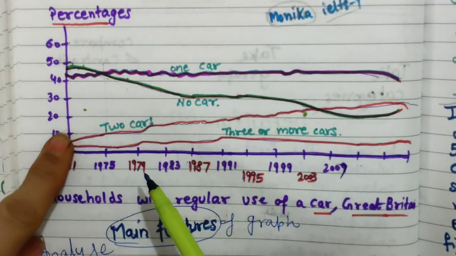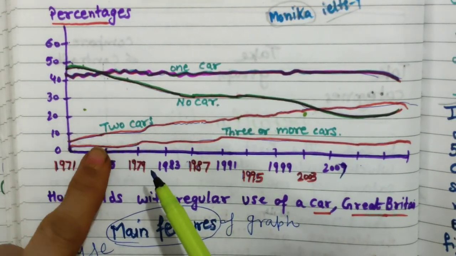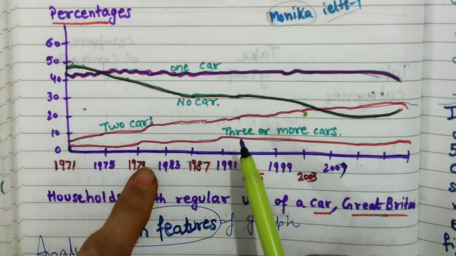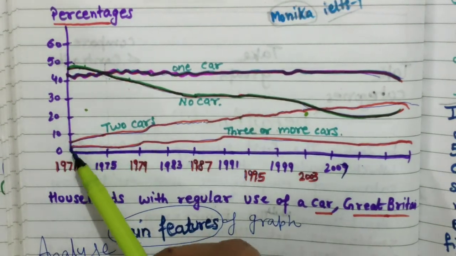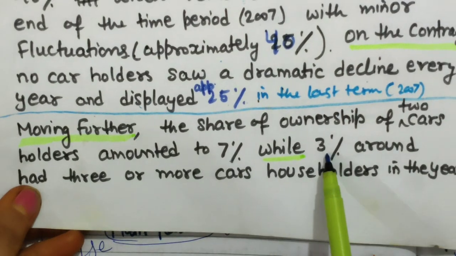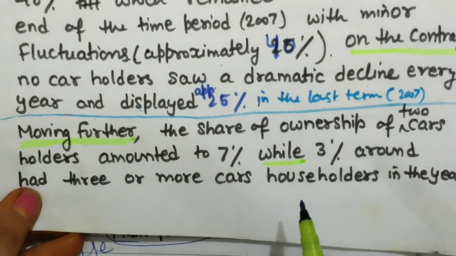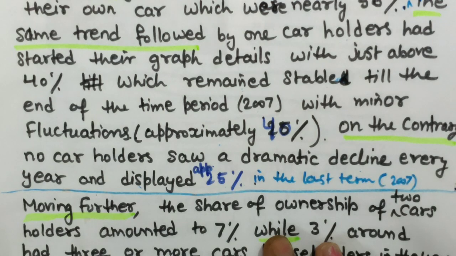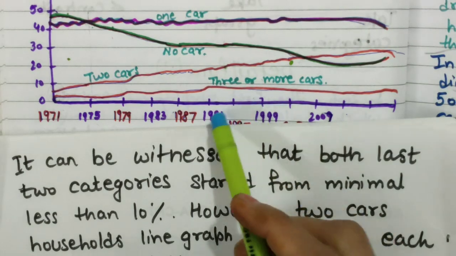So I am talking about 1971, and here I have given the data about two cars and three or more. So it is 7 and 3. See this, 7 and 3. While also I have used it. Now next part. Now the final line about these two lines.